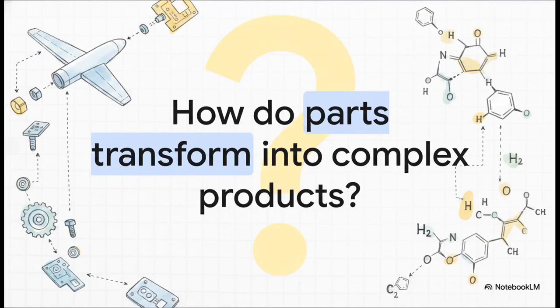Picture a factory floor for a second. When we look at a completed airplane, we don't just see the finished product, right? We know there's a massively complex assembly line putting it together from thousands of individual parts. Well, chemistry is exactly the same. That overall balanced equation you usually see, that's just the finished airplane. To really grasp what's going on, we need to walk the factory floor and understand the underlying assembly line.